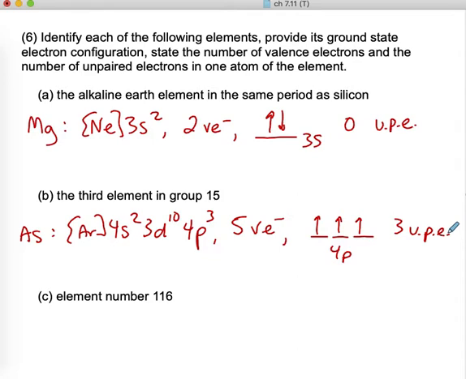Element number 116, I must have written this problem back before they gave it a name because we now know that it is actually livermorium. This is complicated because this is after the actinides, so we're going to have to go all the way back to radon.